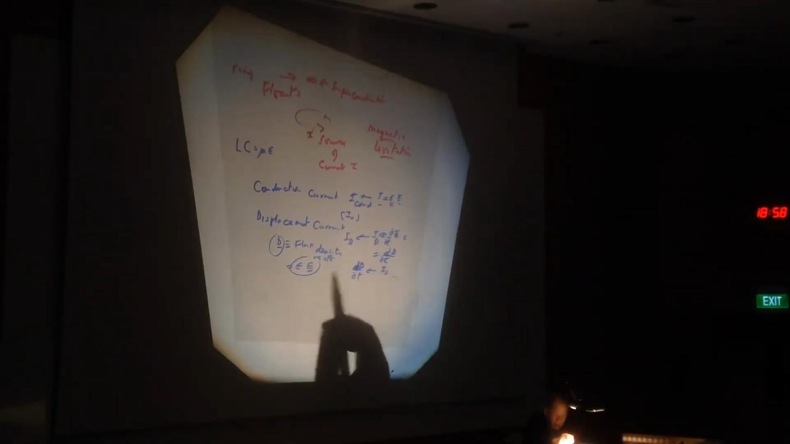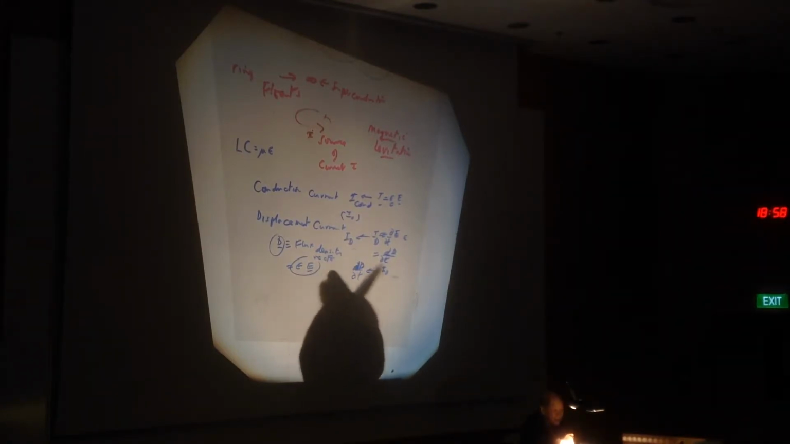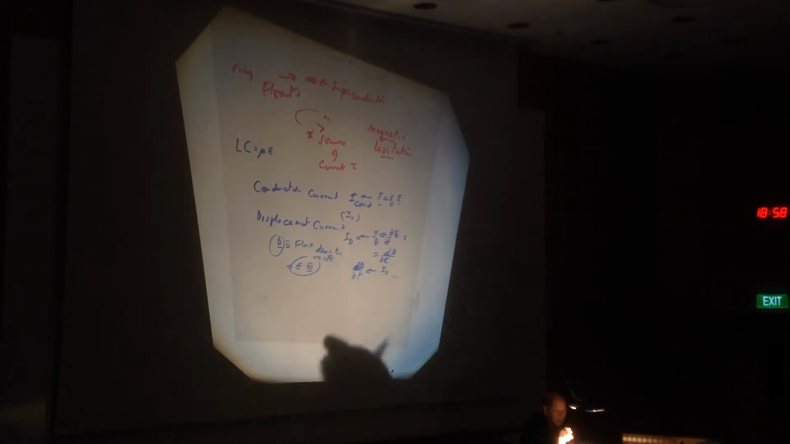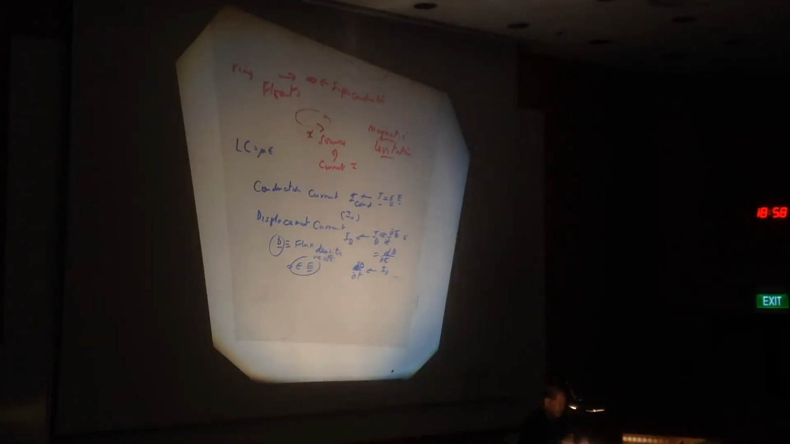And this current loves to flow in non-conductors, like air, plastic, whatever it is, your handphone like this. But it doesn't like to flow in a conductor because in a conductor the E becomes very, very small, almost zero.